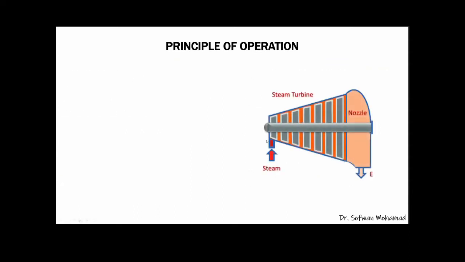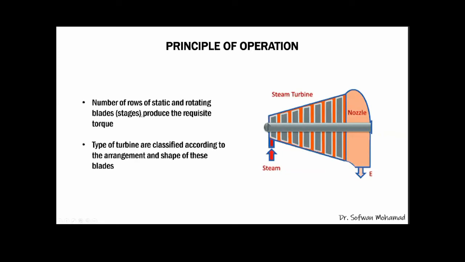And then the design of the blade, or the number of rows of static and rotating blades, produces the requisite torque. It produces the power to move, or the torque to rotate the turbine. And types of turbine are classified according to the arrangement and shape of these blades, especially the rotor blade.